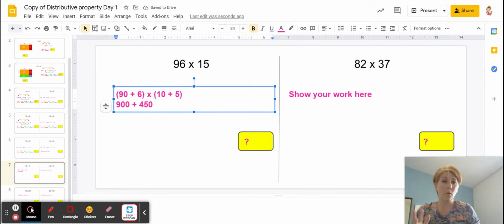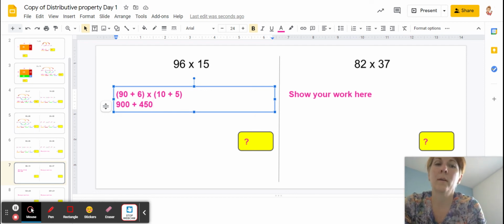And I keep going. So now I've distributed the 90. Now I have to take that 6 and distribute it. So by the time you get to here, you should know how to do the process.